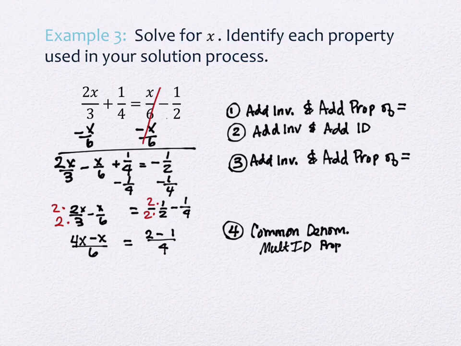Yes? Would it be the negative 2 minus 1? Did I mess something up? Yes, I lost my negative because I squeezed that in there. Thank you. Okay, 4x minus x is 3x over 6. And then negative 2, as you pointed out, minus 1 would be negative 3 over 4.